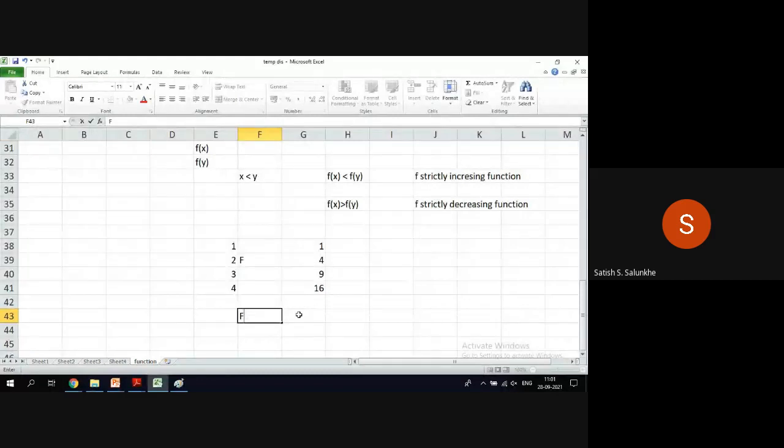F inverse is another function, a mapping function from codomain to domain. If I say the inverse of f is, let us say, g, then g is a function. So g of 1 is 1, g of 4 is 2, g of 9 is 3, and g of 16 is 4.